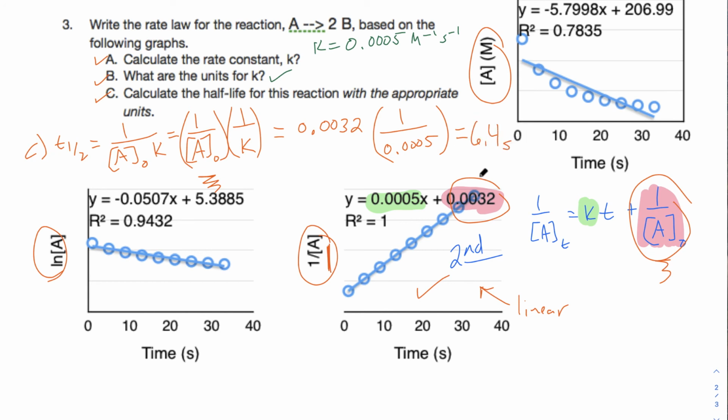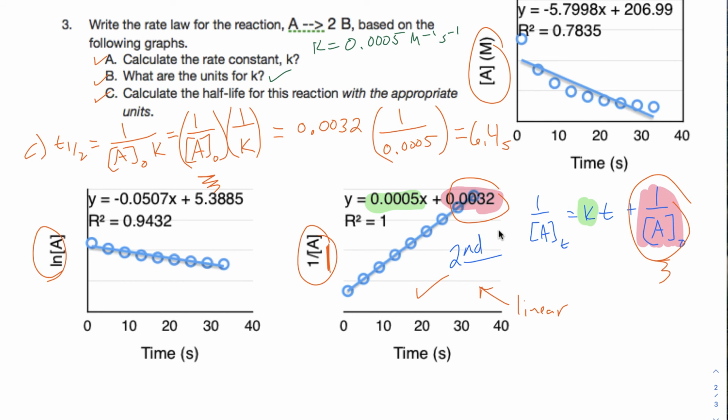So what it's saying is that it takes 6.4 seconds for half of the sample of A to react for a reaction like this. So this problem is done. So let me just address some other things you can do with this equation.